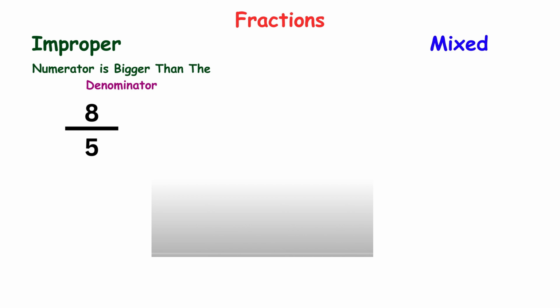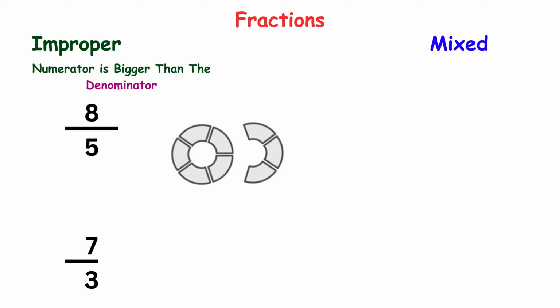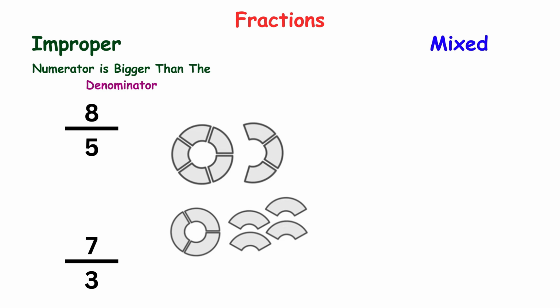In order to show an improper fraction like 8/5 of this donut shape, we'd first have to split this shape into 5 equal pieces so that we get fifths and then take 8 of them. So this here is effectively 8/5 of the donut. Or if we wanted to show 7/3, we'd split the donut into 3 so that we get thirds and then need 4 extra pieces so that we had 7 of these thirds in total.